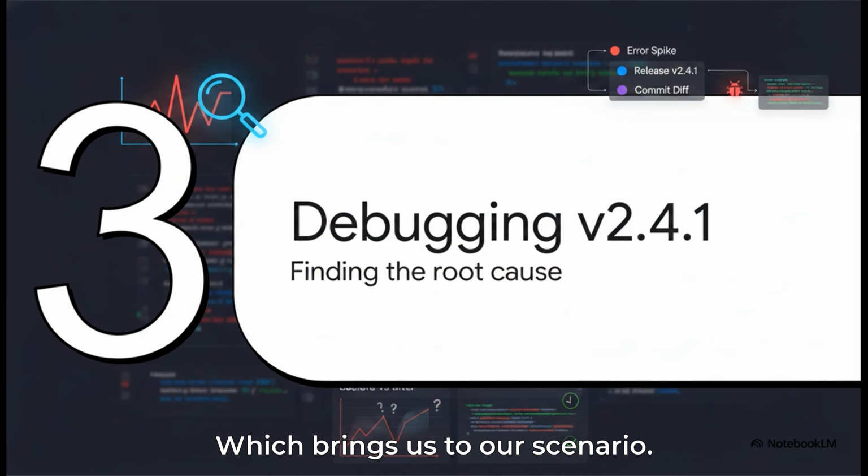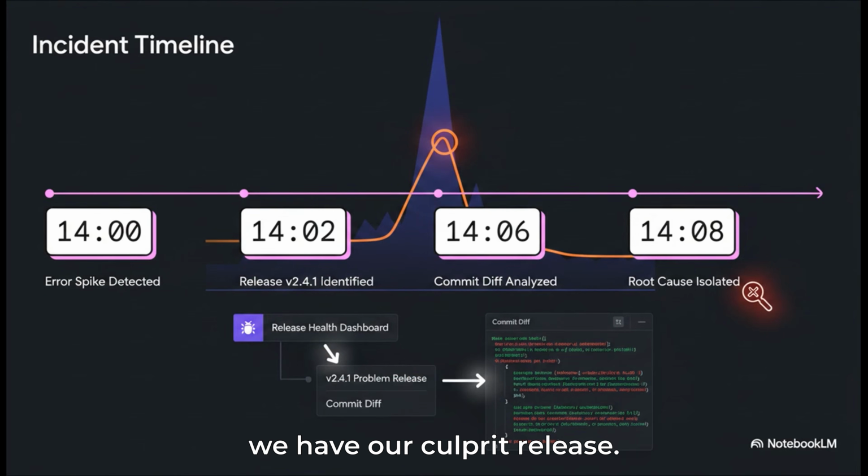Which brings us to our scenario. Debugging version 2.4.1. We have our culprit release, so let's zoom into a real-world sandbox incident and see how fast we can find the exact line of code.